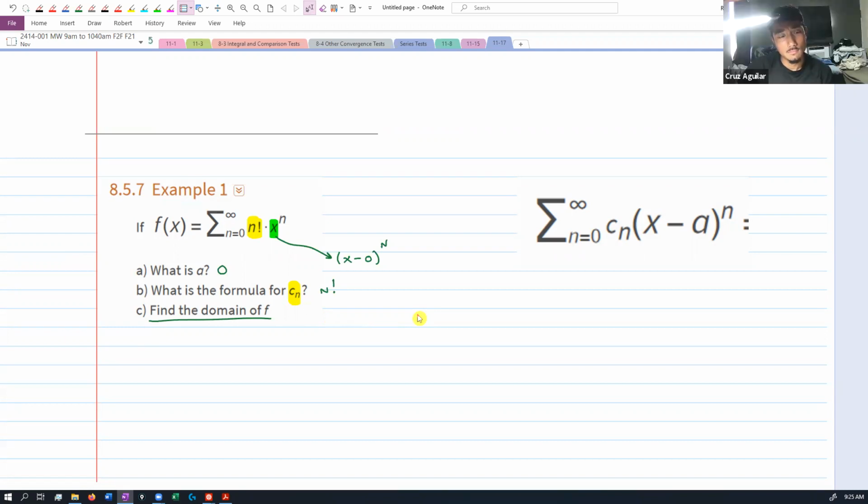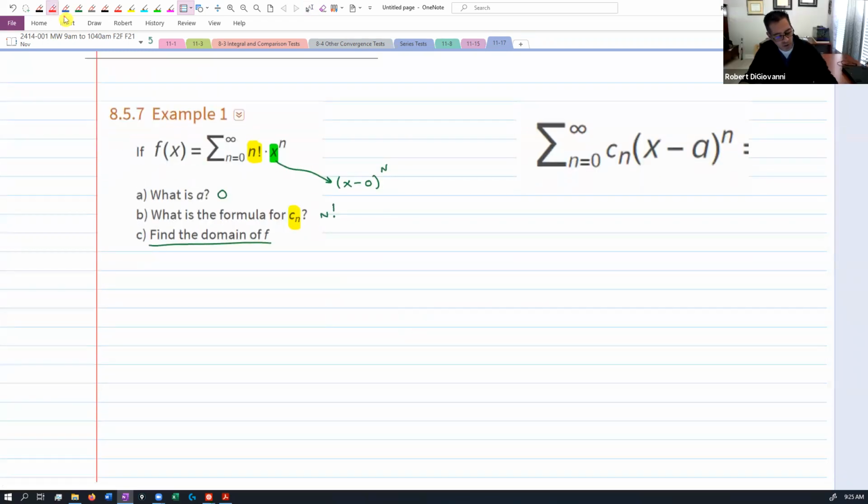The ratio, the almighty ratio test. That's why I call it the almighty ratio test. It's what we use for power series. So I'm going to use the ratio test here.